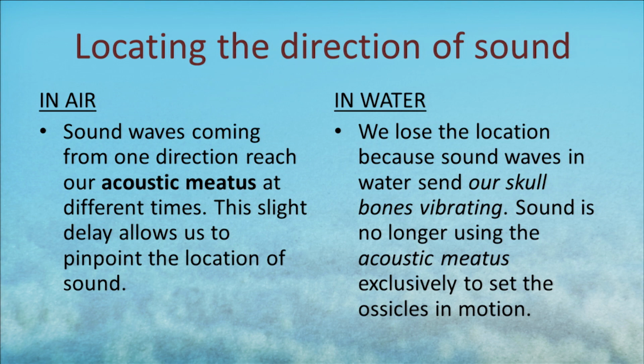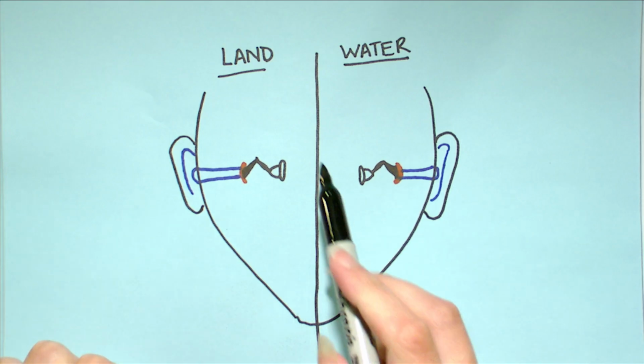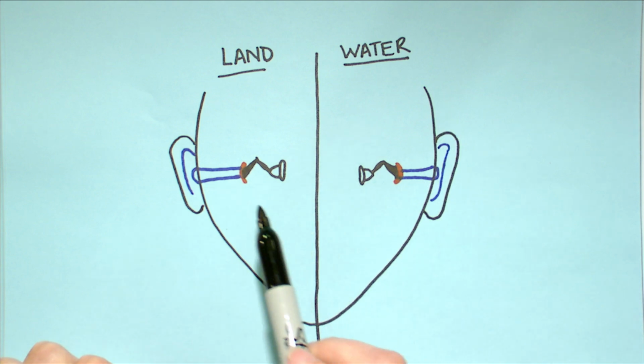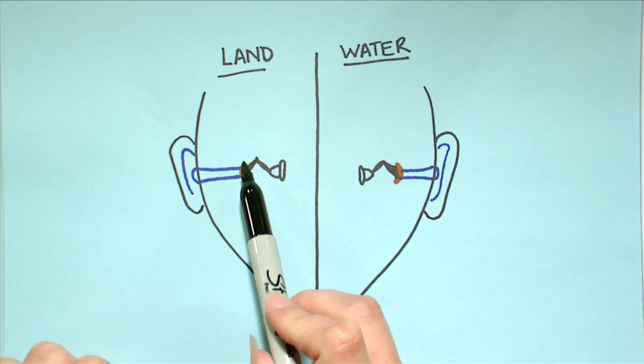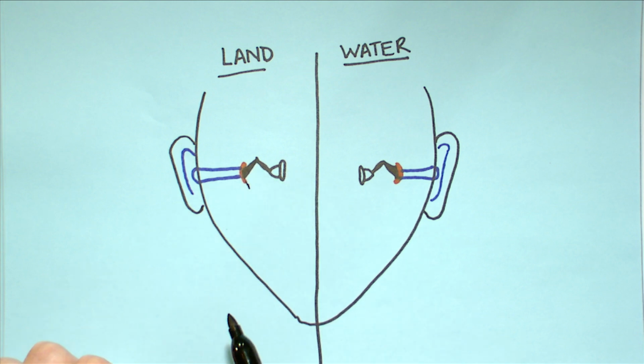And part of this is because of the way that sound propagates in water versus air. So let's come over here to this dot camera and take a look at what I mean. So here I have a diagram of a face, and we basically have our pinna, our external acoustic meatus, our tympanic membrane, and then our auditory ossicles.